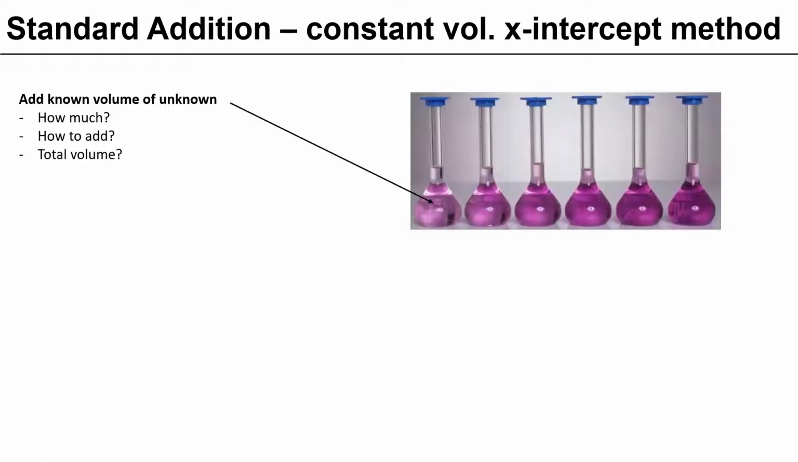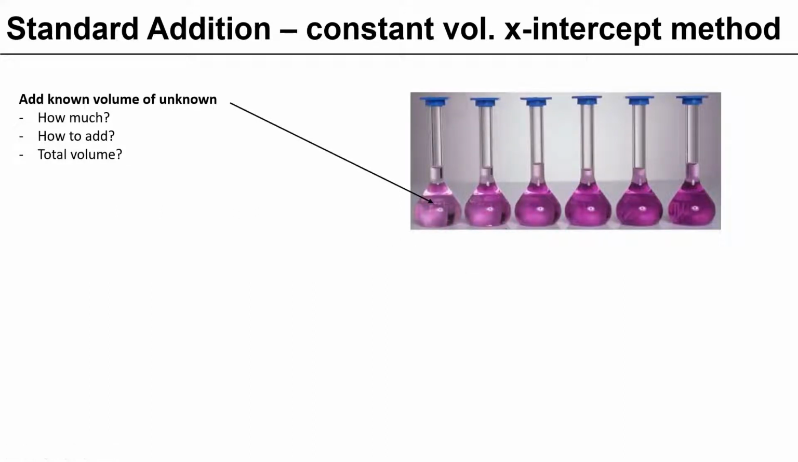But what is new this time is our standard addition calibration. And we're going to use a method called the constant volume x-intercept method. There are a bunch of different ways to do standard additions, but this is the one that we're going to focus on.